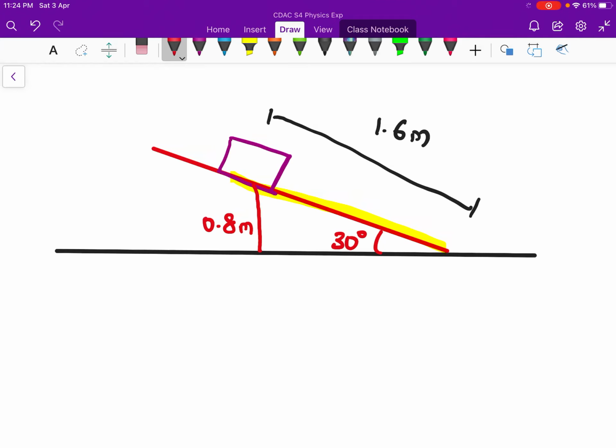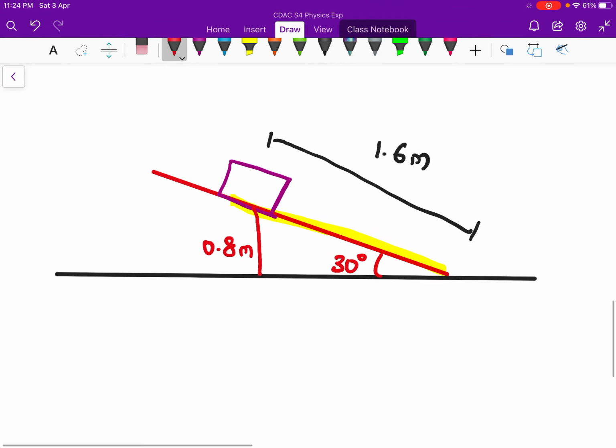Alright, question 3, part B. So we need to find the speed of the crate, or the box, at the bottom of the ramp when it slides back down. Right? So you can see when I go up, I gain a height of 0.8 meter. Then now I begin to slide back down.